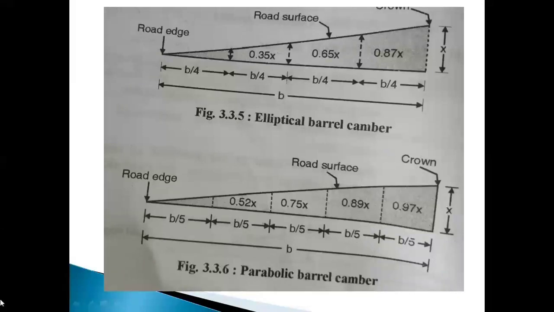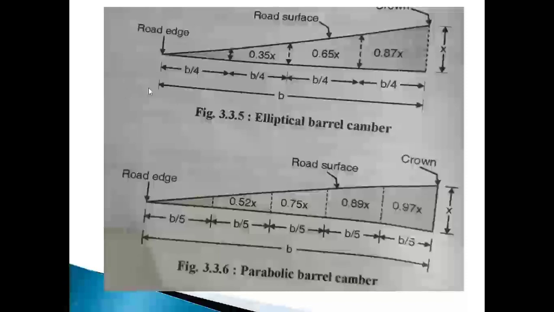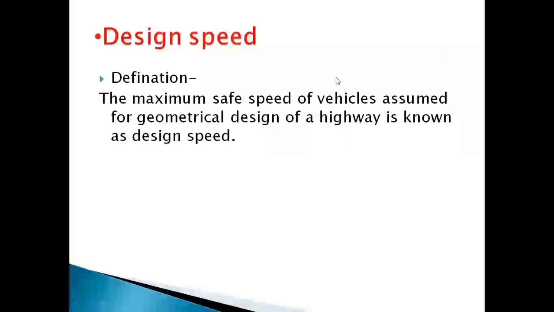You all remember these diagrams of camber. In the exam, when the question is asked like what is a camber, and the types of camber, then you have to write the definition of camber, then write all these types of cambers and explain them with the diagrams. Now after camber, the next point is design speed, the design speed of vehicles which can travel on the road.